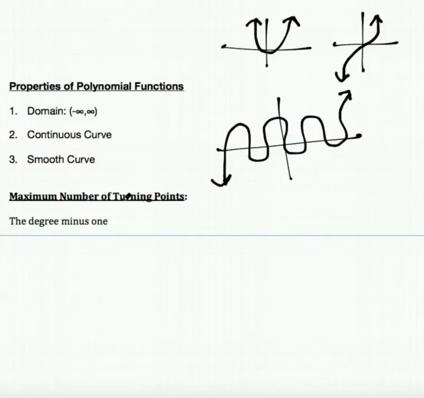Another key point is that the maximum number of turning points is the degree minus 1. Okay, remember the degree is the highest power. And when we're talking about turning points, we're talking about right here, if you look at this graph, all of these turns where it's increasing and then decreasing, or decreasing and then increasing. Okay, so we can figure out how many turns it could have by taking the degree minus 1. Again, that gives you the maximum number of possible turning points.